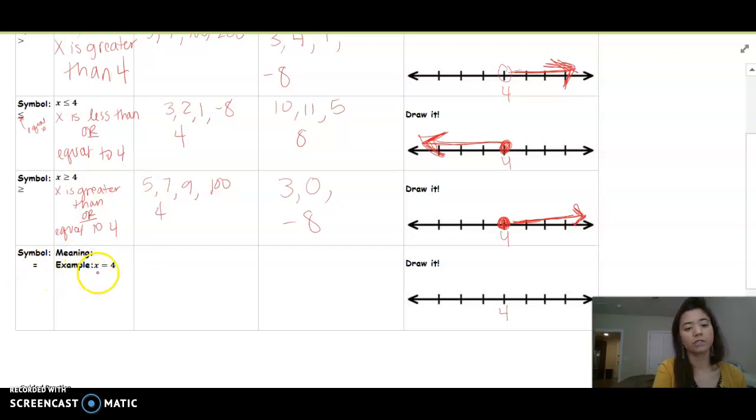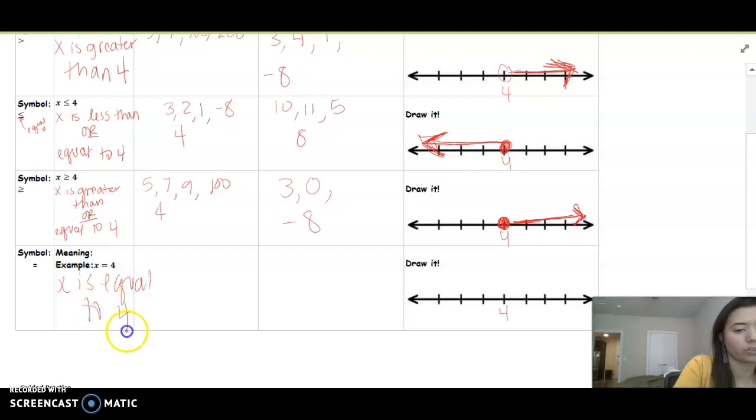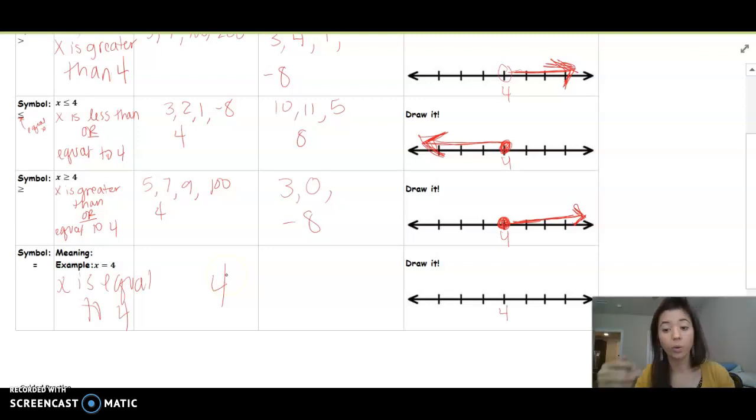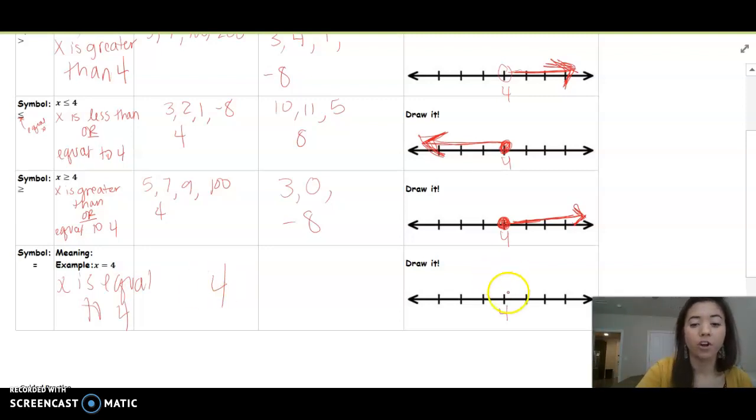And then this is just x is equal to 4. So the only solution here is 4. That is the only number x is. x equals 4. One solution. When we draw this, we literally just put a dot filled in at 4 because 4 is the only one.